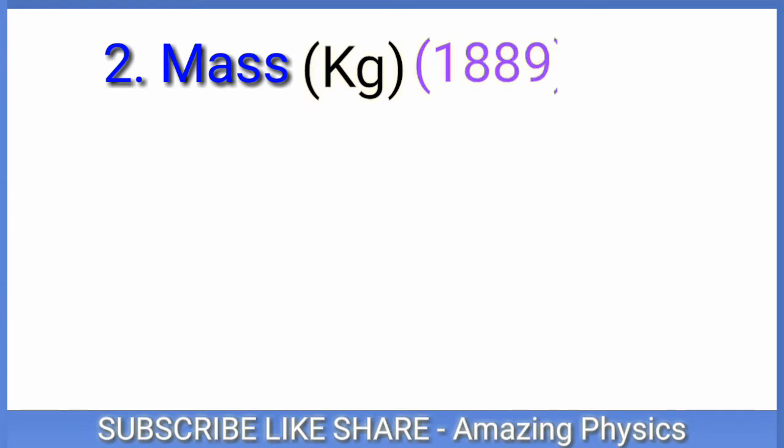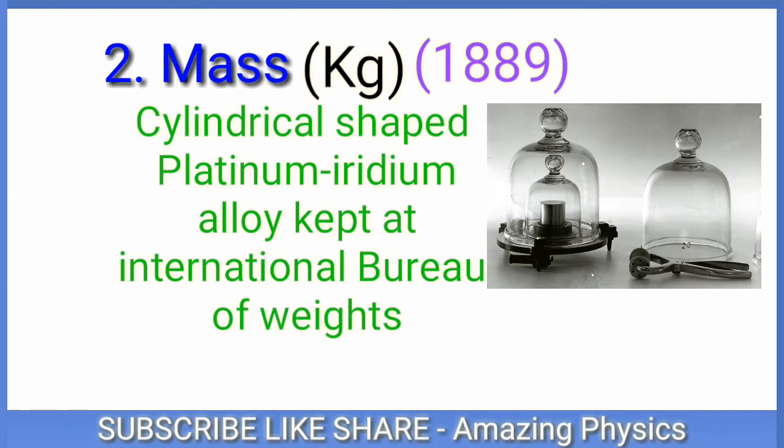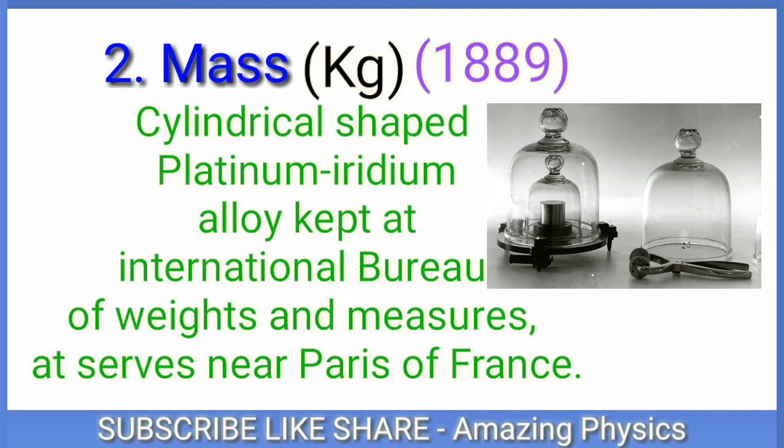Second one is mass. This unit is kg. In 1889, a cylindrical shaped platinum iridium alloy was kept at the International Bureau of Weights and Measures at Sevres near Paris, France. At that time, that cylindrical object was given the value 1 kg.